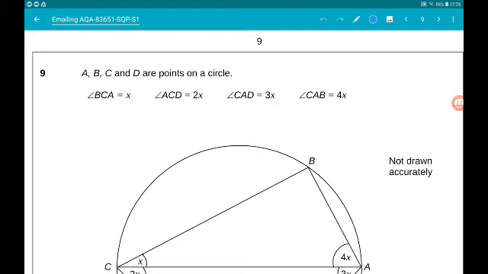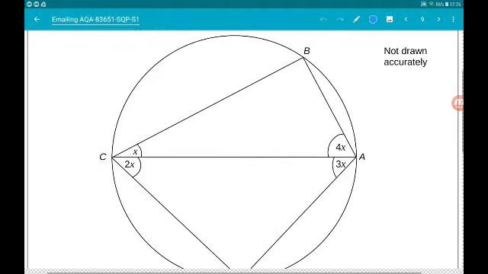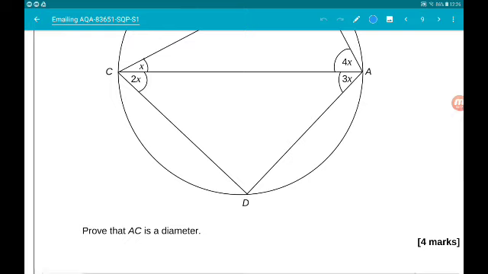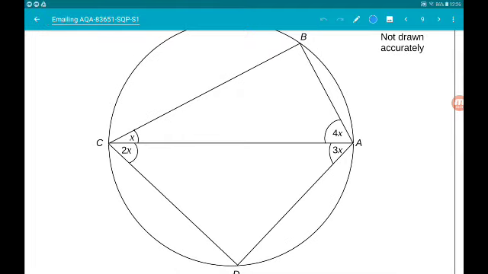Question 9. So we got circle theorems here. A, B, C and D are points on a circle. Now we're told about these different angles. We can see that quite clearly on the diagram. We want to prove that AC is a diameter. So, first up, let's think about what that would mean if AC was a diameter.